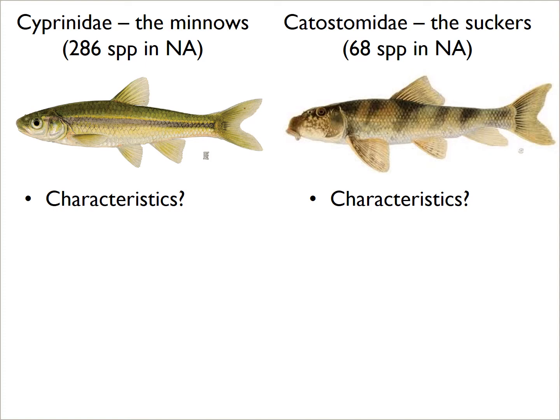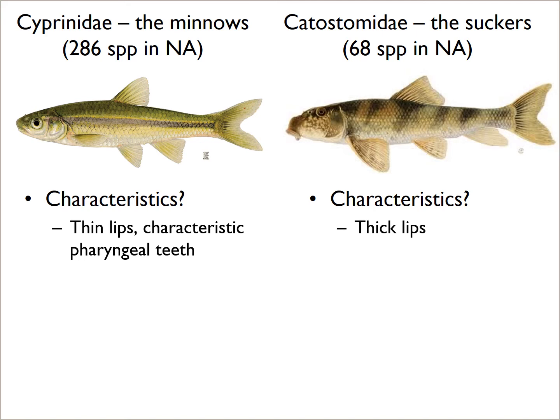Alright, so there's two families within Cypriniformes that we'll be concerned with, really, the minnows and then Catostomidae, the suckers. And so just looking at the two, if you were to look at those and say, what are the differences? Some of the things that might jump out at you are some characteristics of the head, the way the lips are put together, and that has to do with how they feed. So minnows have these thin lips, and there's a characteristic pattern of these pharyngeal teeth, which you have to dissect them to see.